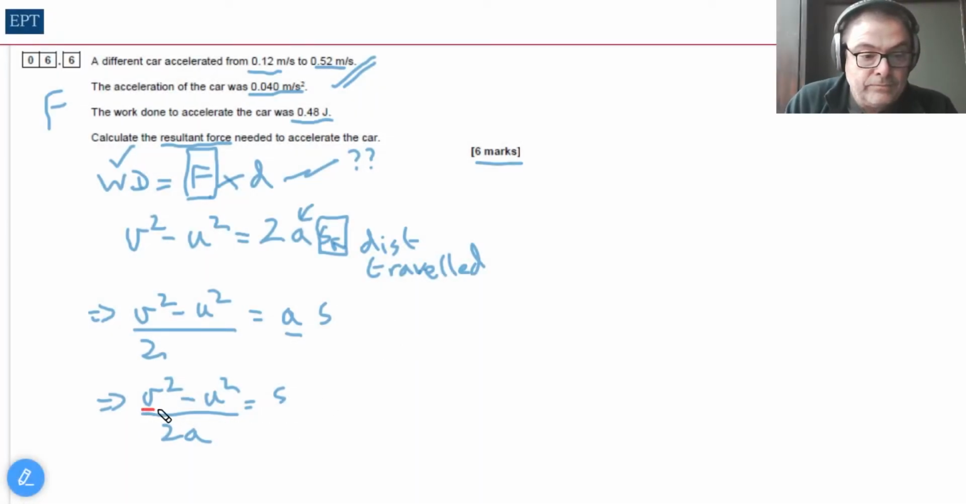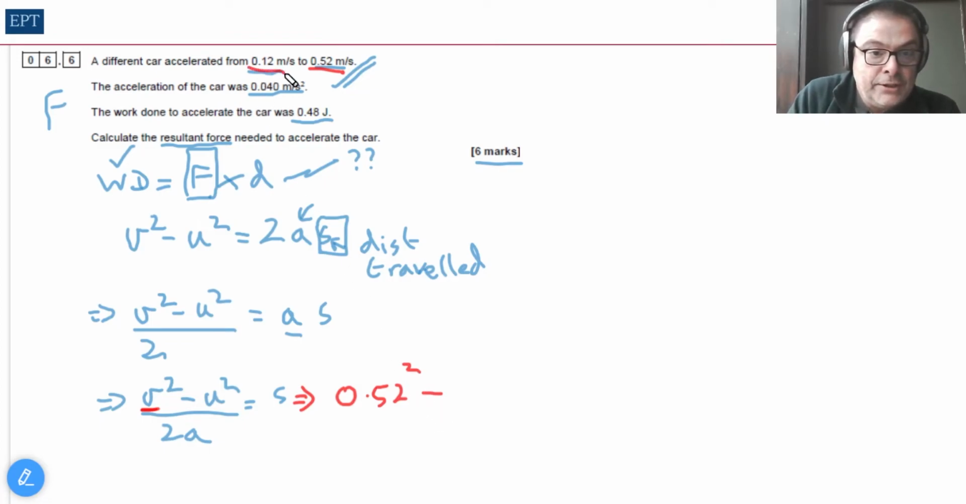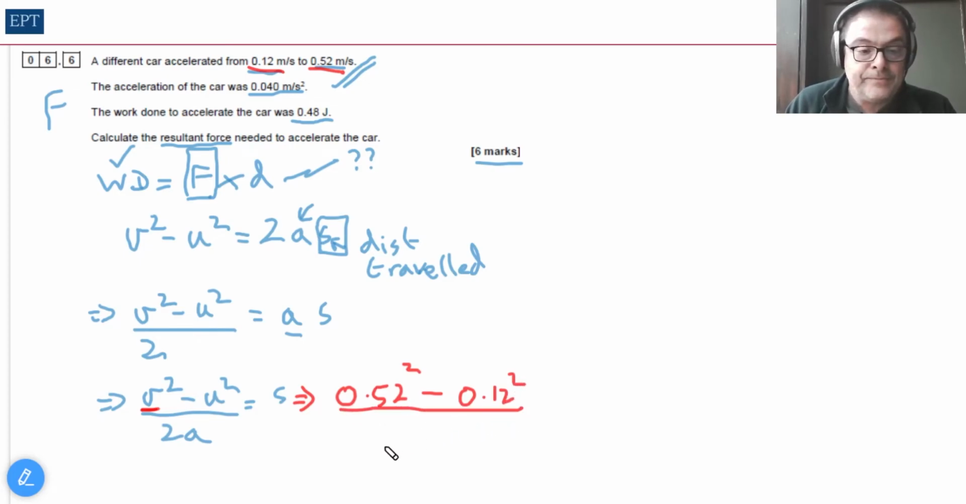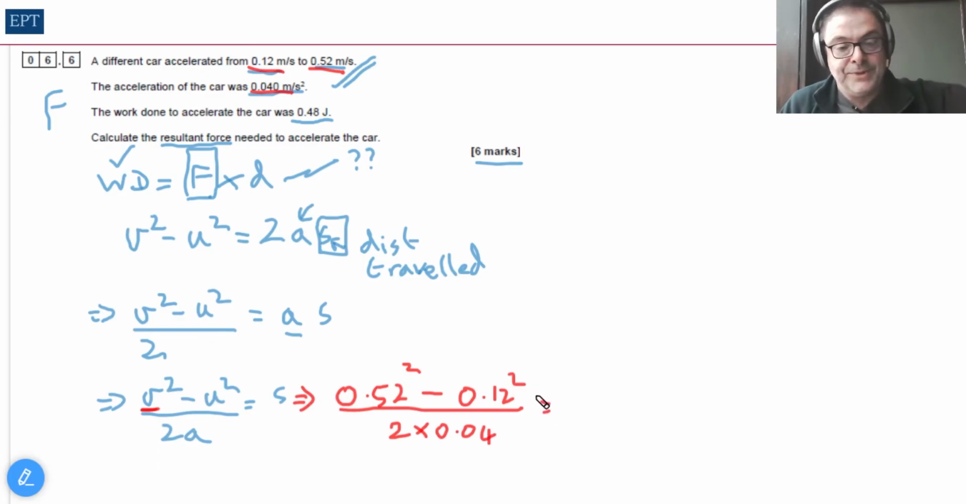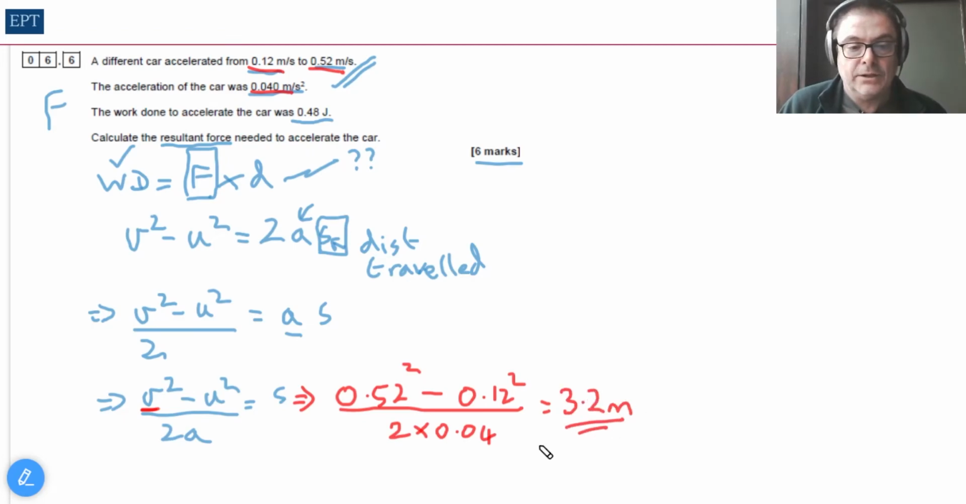So v here is the final velocity, 0.52. So writing this out, we have to write 0.52 squared minus the initial velocity, which is 0.12. So 0.12 squared all over 2 times the acceleration, 0.04. Now this is a careful calculation, but when you've calculated this, you will get 3.2 meters.